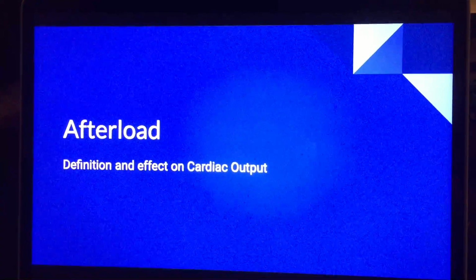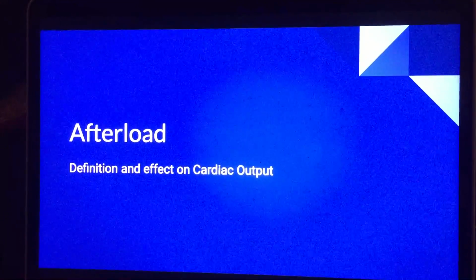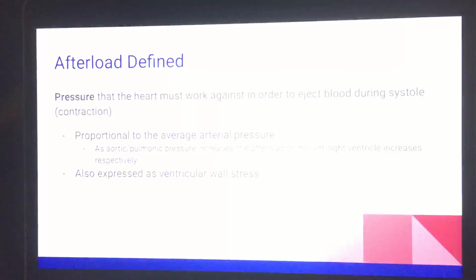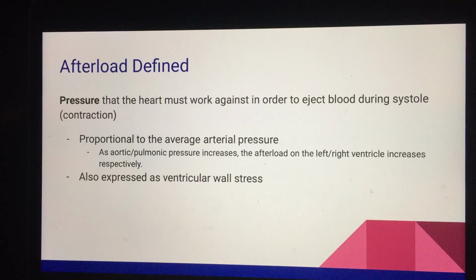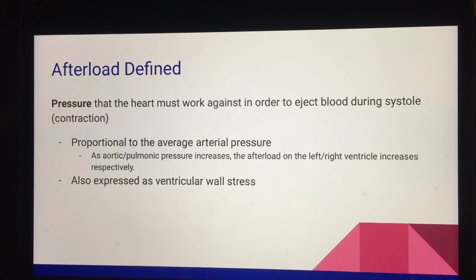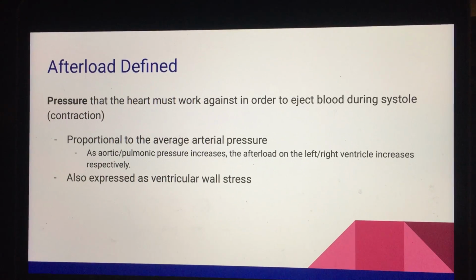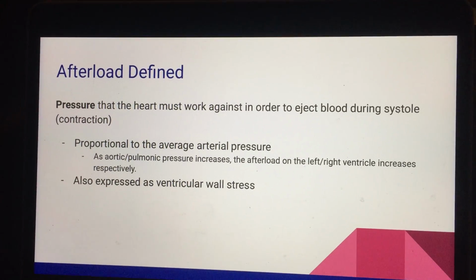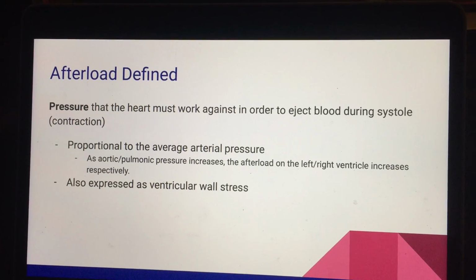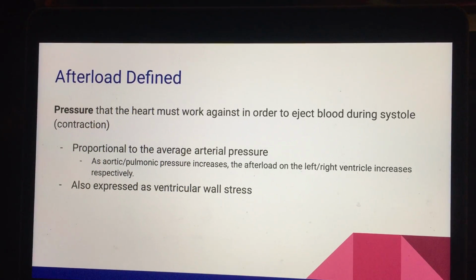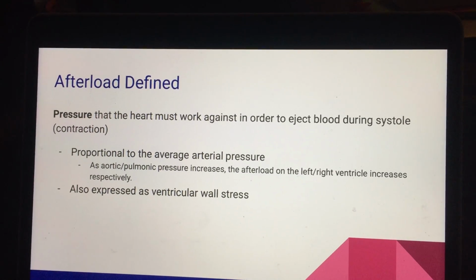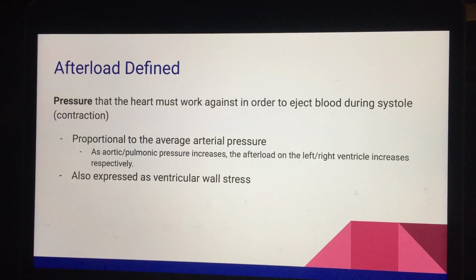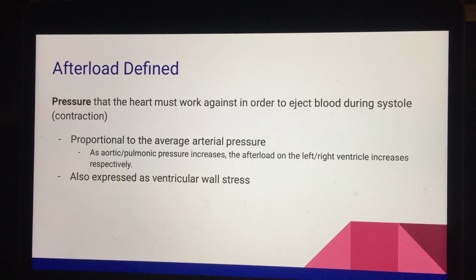Hey guys, today I'm going to be talking about afterload, its definition, and what it affects in the cardiac output. So afterload is defined as a pressure that the heart must work against in order to eject blood during contraction. It is proportional to the average arterial pressure. So basically, as aortic or pulmonic pressures increase, the afterload on the left or right ventricle increases respectively. It can also sometimes be expressed as ventricular wall stress.